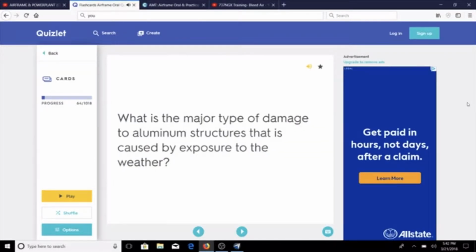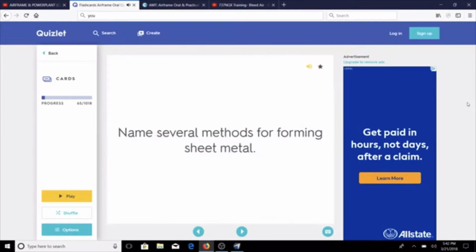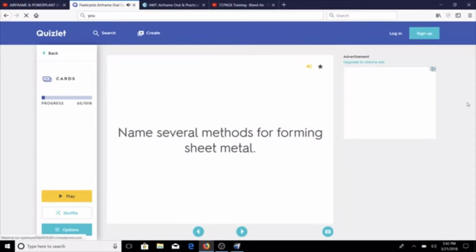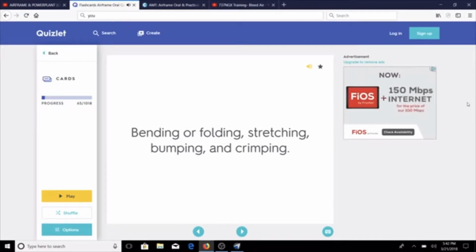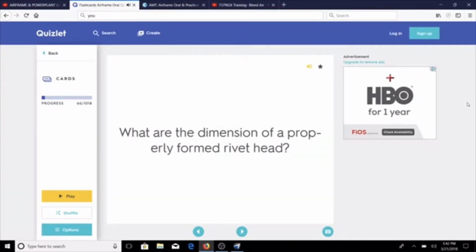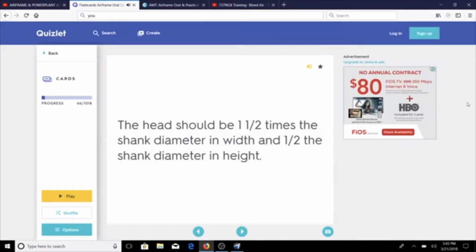What is the major type of damage to aluminum structures that is caused by exposure to the weather? Corrosion. Name several methods for forming sheet metal. Bending or folding, stretching, bumping, and crimping. What are the dimensions of a properly formed rivet head? The head should be 1 1/2 times the shank diameter in width and 1/2 the shank diameter in height.